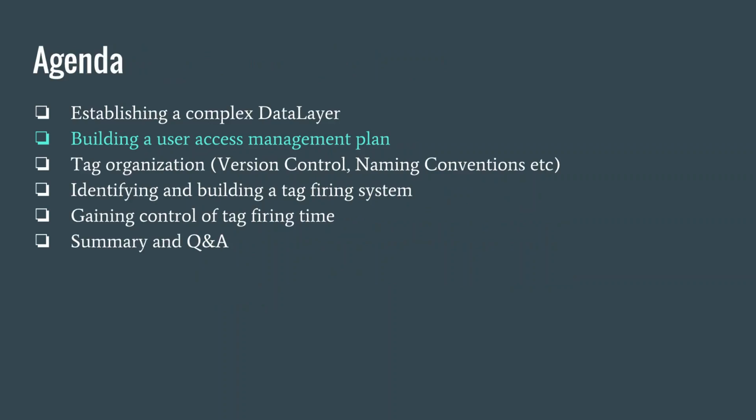Okay, so that kind of wraps up the data layer section of this. Now I want to get into building a user access management plan. So many times these bigger companies have so many different tag management properties, or whatever you want to call them, basically environments. There's multiple different ones on multiple different sites. How are you managing all these different users? How do you manage the access? How do you get to kind of a robust setup for this?